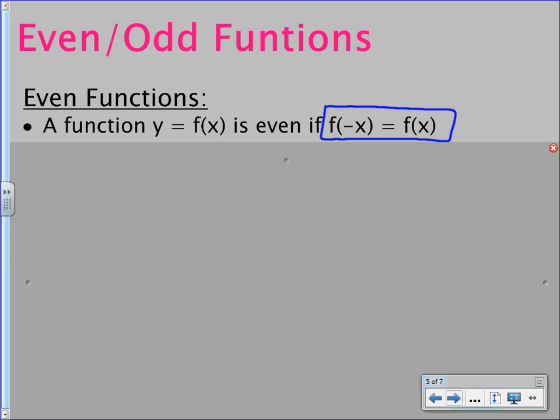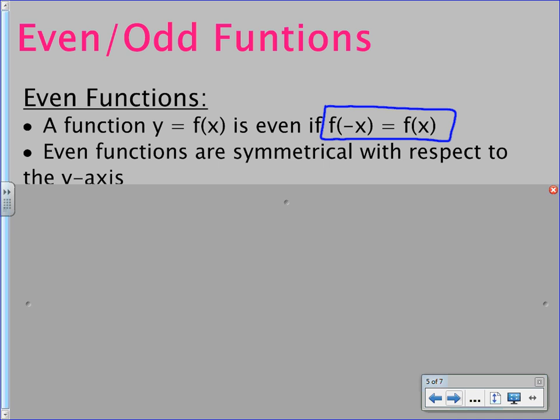Okay? What that means graphically is that we have symmetry about the y-axis. Okay? So an even function is special because the entire function is symmetrical about the y-axis. The y-axis is acting as a mirror for this function, okay? And we can prove it algebraically by showing that the function is the same thing as the function when you plug in a negative x.